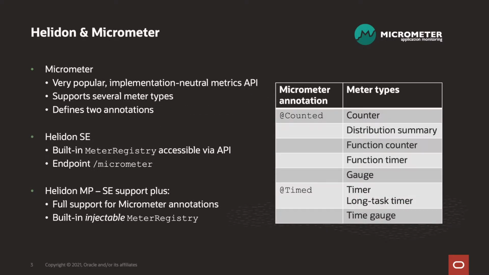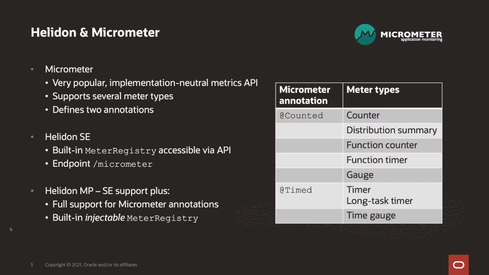Micrometer is a very popular metrics API that is independent of specific metrics implementations. Micrometer supports several types of meters and defines two annotations. These are listed in the box on the right-hand side of the slide. Beginning with Helidon Release 2.3.0, Helidon SE and MP both provide integration with Micrometer. Helidon SE provides a built-in Micrometer meter registry, which application code can use, and it exposes the /micrometer endpoint.